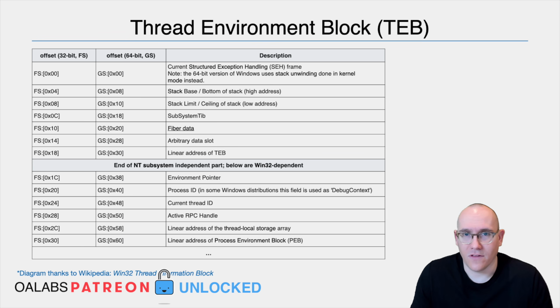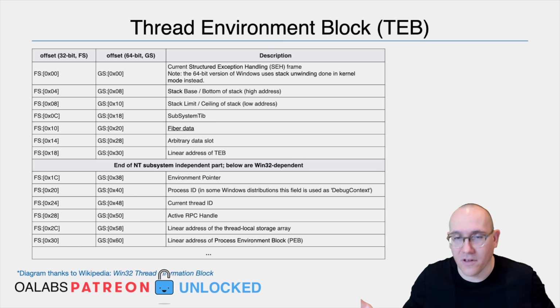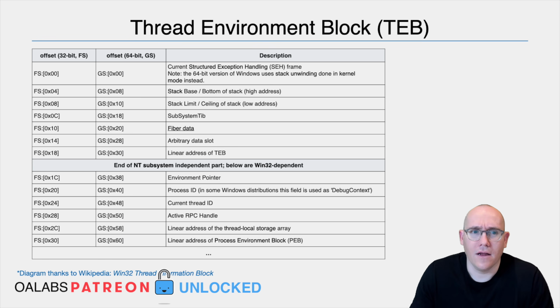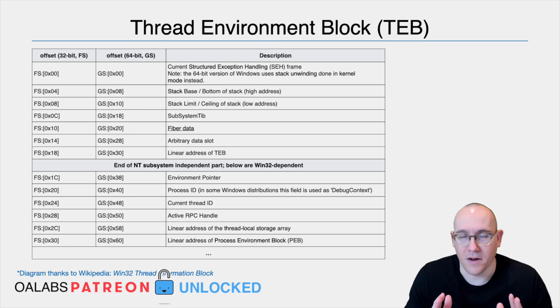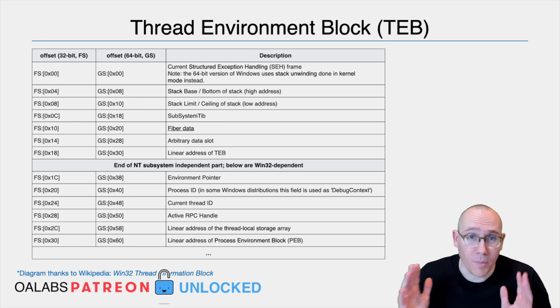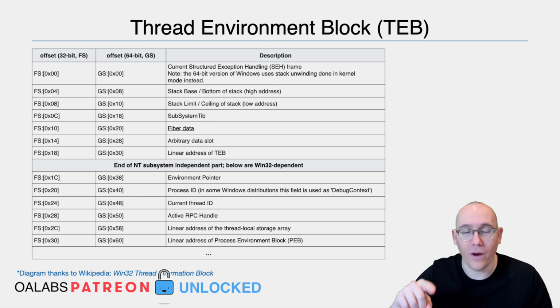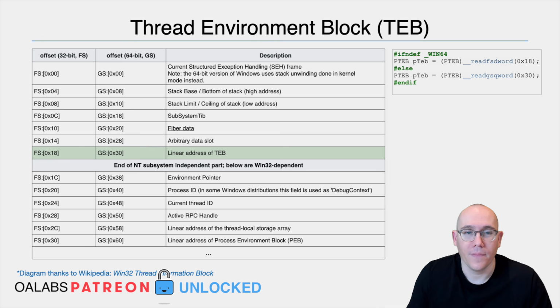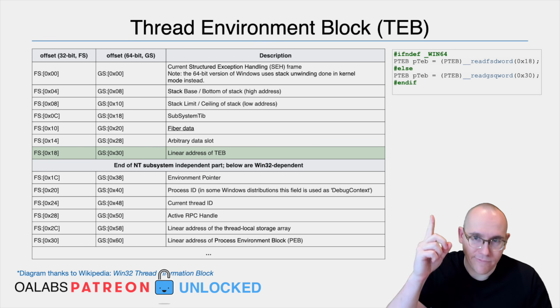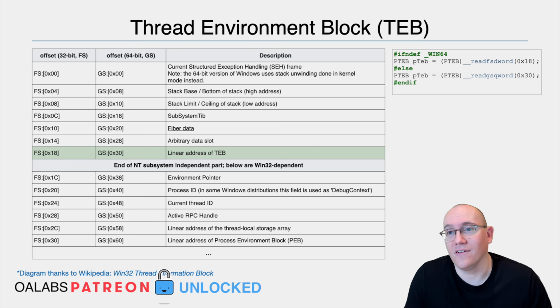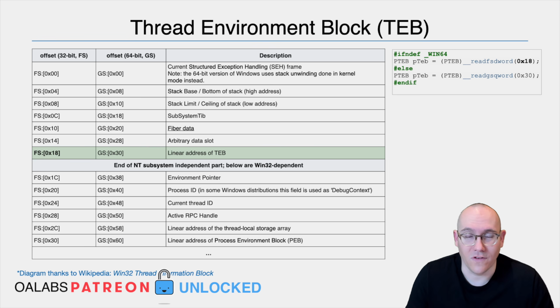Now, you could access the TEB at FS:0. So that's offset 0 from the value that's stored in the FS register, right? So that's the base of the TEB. You could do that, but it's much more common, especially when a developer is writing code, to actually access the base of the TEB via a pointer that is in the TEB. So there's a self-referential pointer that will point to the base of the TEB. And so oftentimes you'll see code where instead of accessing FS:0, they're actually accessing FS:18 on 32-bit systems and GS:30 on 64-bit systems.